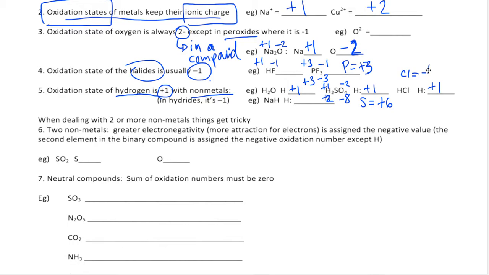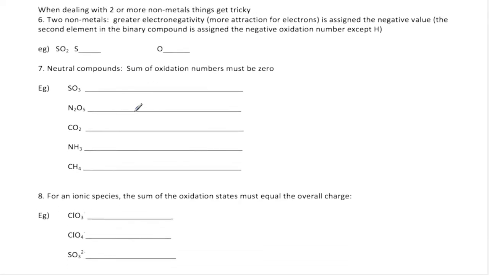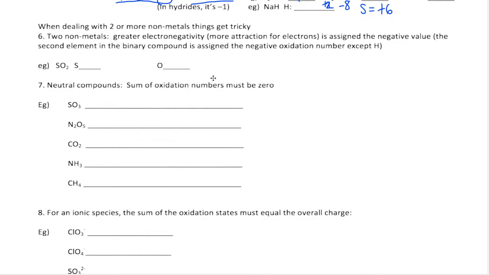All right. Come down here. When dealing with 2 or more nonmetals, things get a little tricky. So with 2 nonmetals, the one with greater electronegativity, more attraction for electrons, is assigned the negative value. The second element in the binary compound is assigned the negative oxidation number except for H. So for instance, the oxygen is minus 2, therefore it's a minus 4 over here because it's negative 2 times 2. So the sulfur has to be a plus 6.